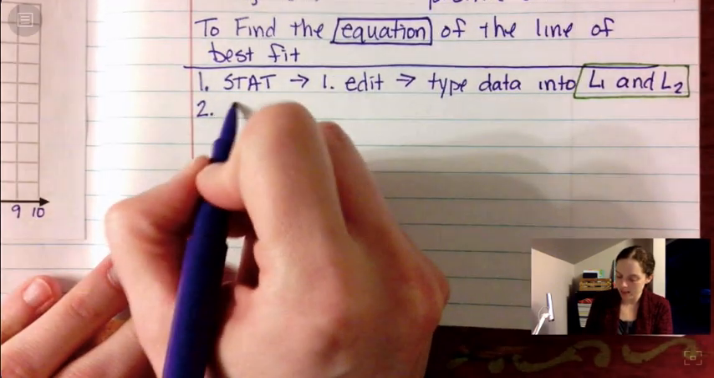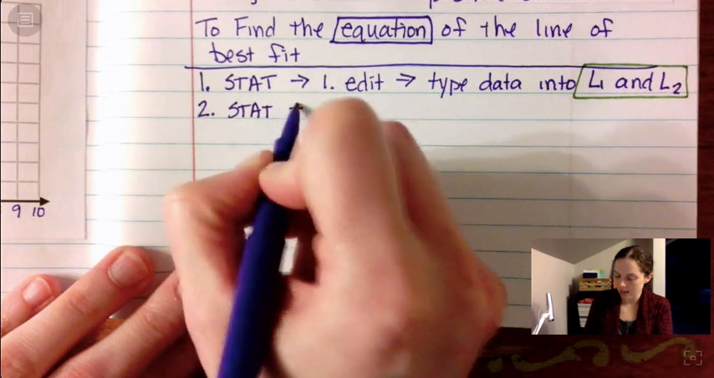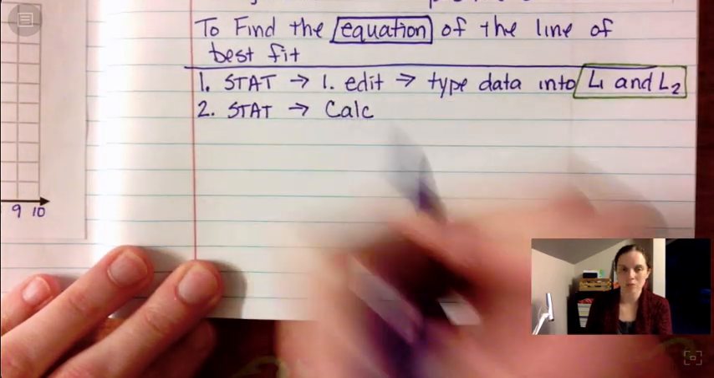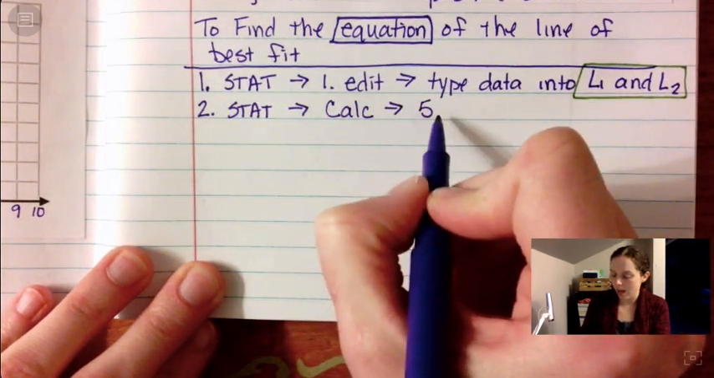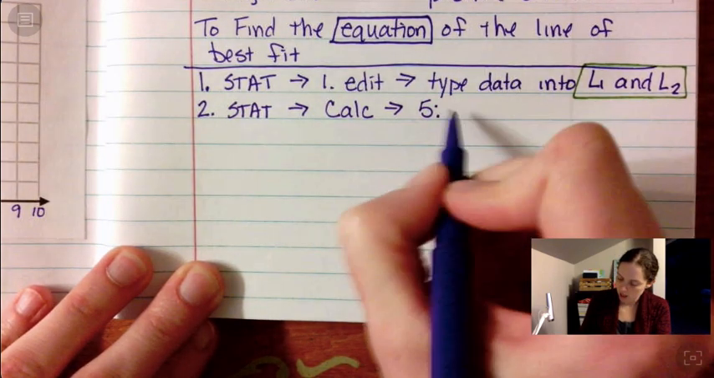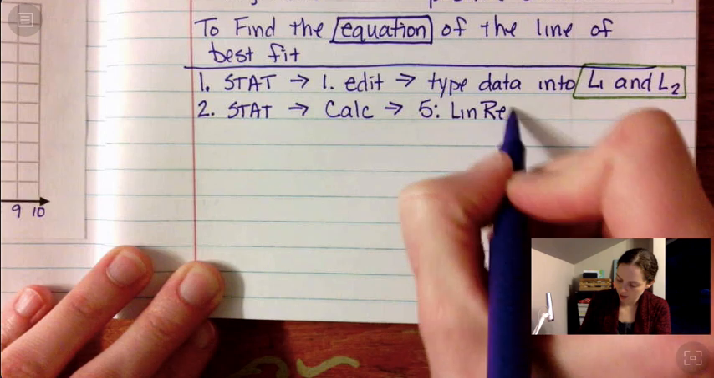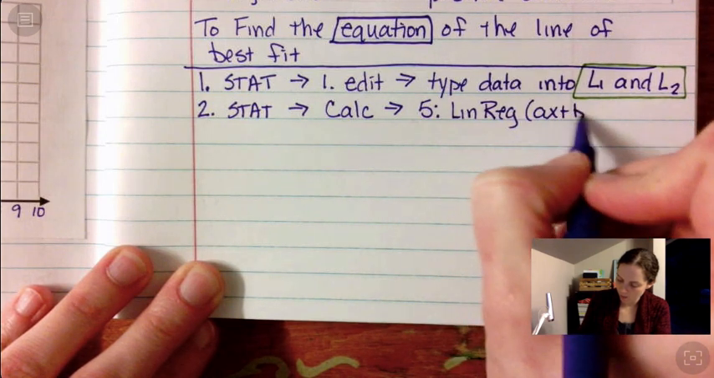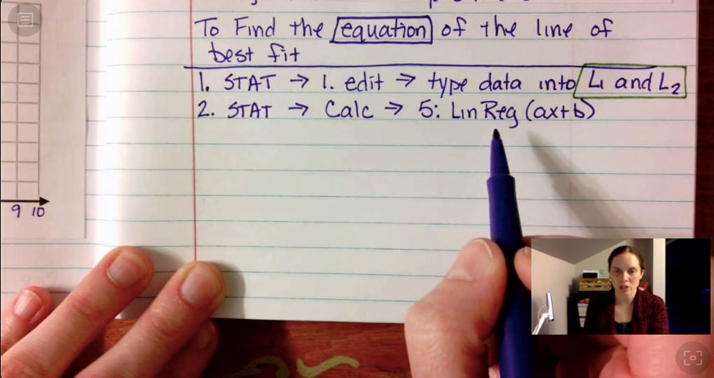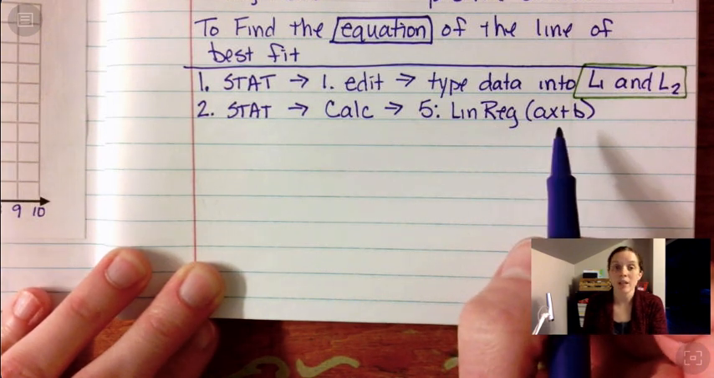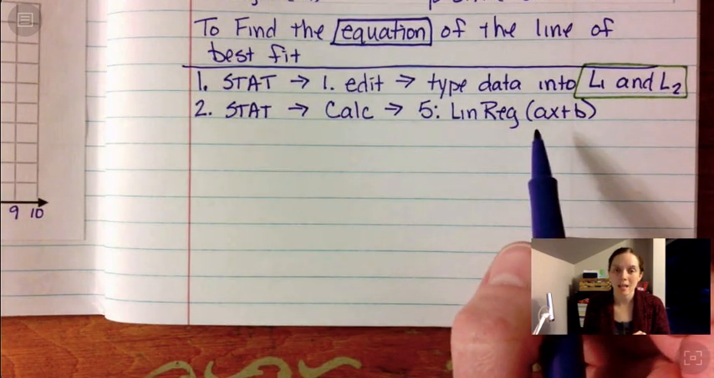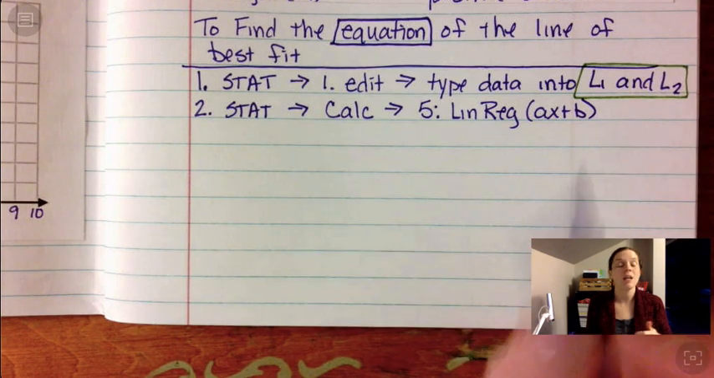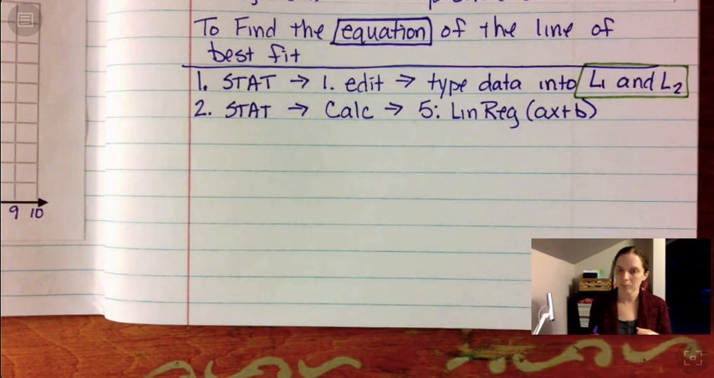Then we go back to stat, and we're going to go to the calculate part. So this should sound familiar again. And then this time, instead of doing the first one, we're going to do number 5, which is, this is what it looks like. I'll tell you. So this stands for linear regression, and then ax plus b. This is similar to the equation of a line, y equals mx plus b. M is the same as a, and that's going to be your slope, and then b is the y-intercept like we learned before. Okay, so that's what we're going to do.